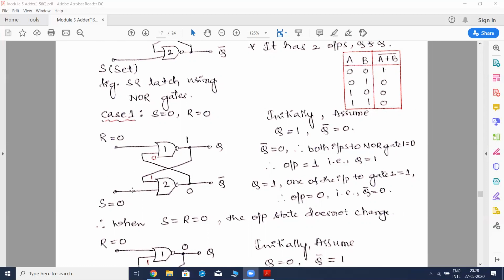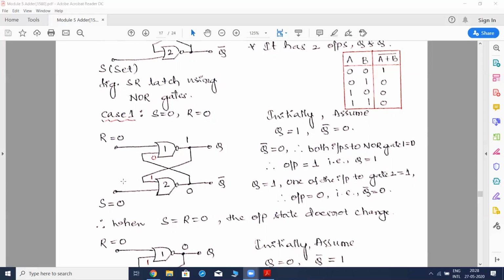Okay, so now let us start with the first case. We have two inputs, S and R. When we have two inputs, we know that we'll get four different combinations. What are the combinations? It is 0, 0, 0, 1, 1, 0 and 1, 1. Now let us start from the first combination, that is S equal to 0 and R equal to 0.